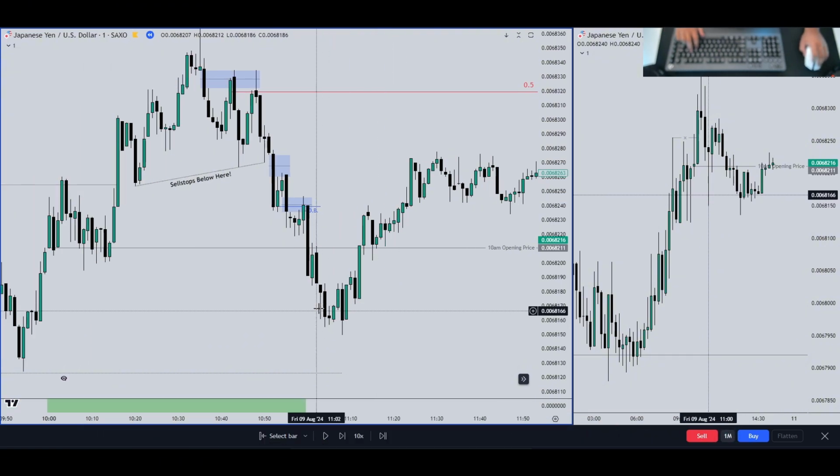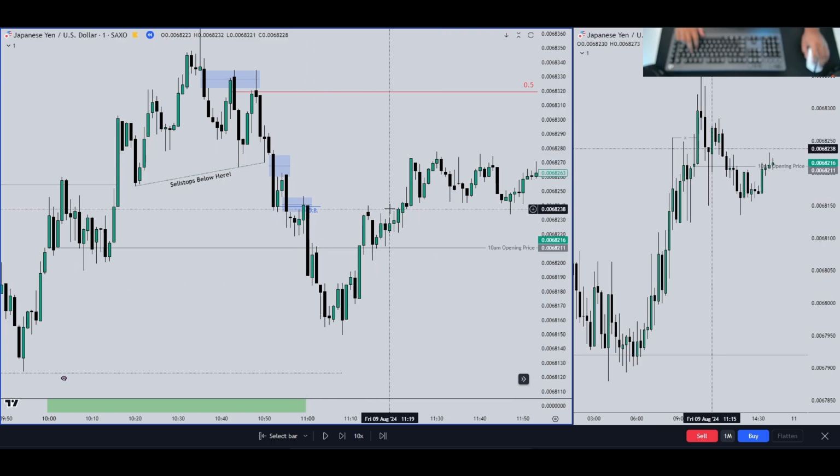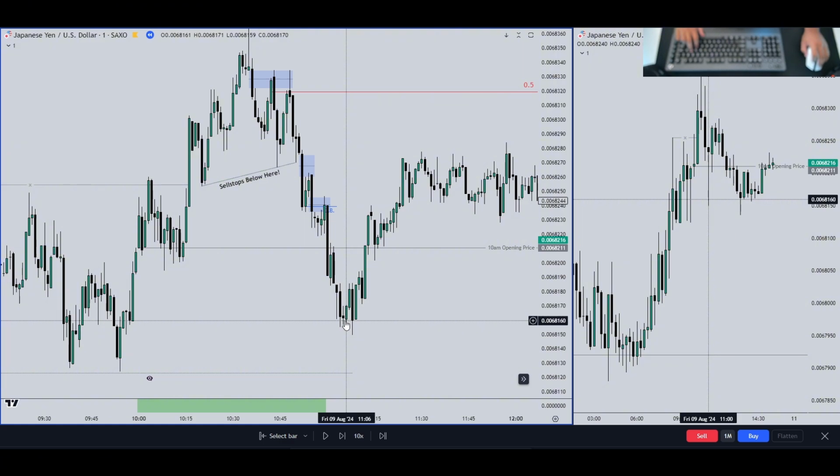And then after that, it looks like we trade back upward. Price got a little bit of a discount here below the 10 a.m. opening price, and stop hunts anyone trying to sell after there.